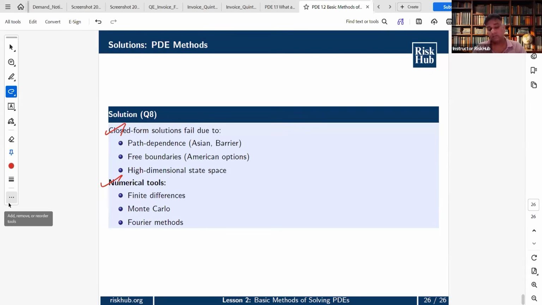The most important conceptual bridge is that PDE methods are used for pricing, hedging, risk, and dynamic optimization. In simple words, the PDE tells us how values evolve, analytical methods give intuition, and numerical methods make the model usable in real markets. Okay, that is what we need to understand and remember.